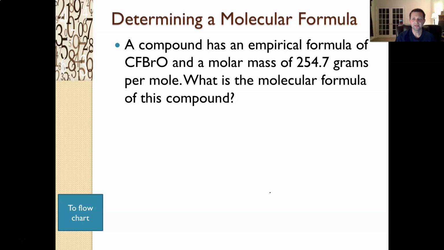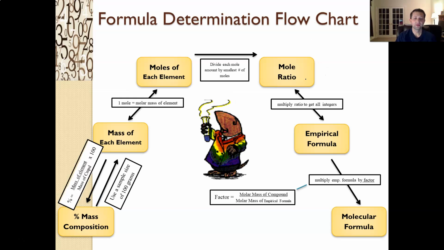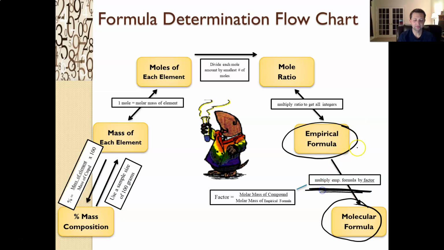So a compound has an empirical formula, CFBrO, molar mass 254.7. What's the molecular formula going to be? So let's go to what we did on the last example. We want to go to molecular formula. Here's our mole rainbow thing. So once we have our empirical formula, you have to look at what the factor is between the empirical and the molecular. So the factor is right here.